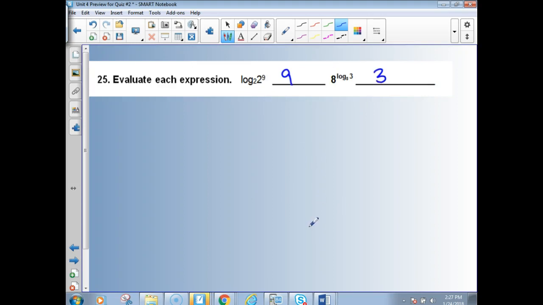Do I need to explain? Yes? Okay. Well, a couple of ways I could do this. 2 to what power is 2 to the 9th? All right. This one, rewrite as a logarithm. Log in base 8 of something, the blank, is equal to the exponent, log in base 8 of 3. What has to fill in to make it match? 3.